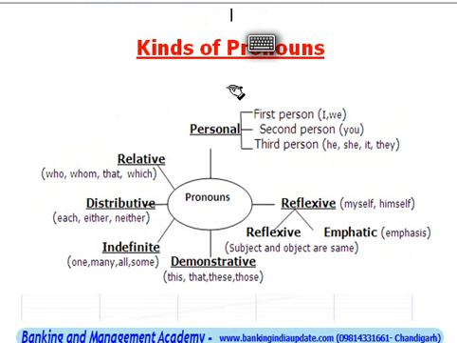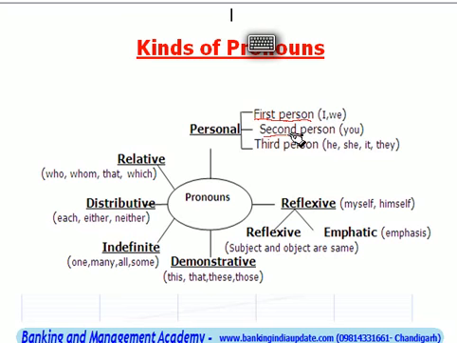Now let us study the different kinds of pronouns. We have personal pronouns, reflexive pronouns, demonstrative pronouns, indefinite, distributive, and relative pronouns. Personal pronouns are first person, second person, and third person. When we say first person, it means the person or the people who are talking. For example, I and we.